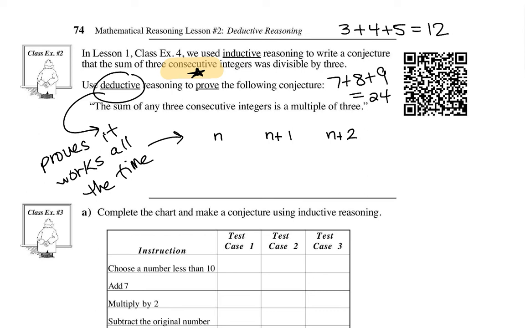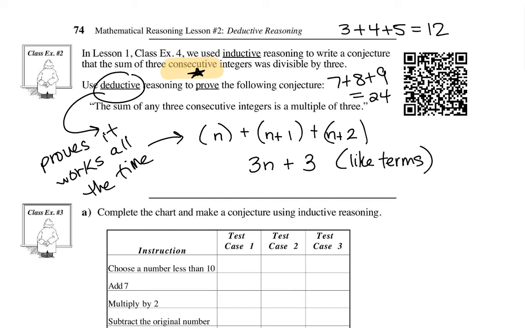Now what happens if you add all those up? That's what we're supposed to do. We're going to add all these up. You have to remember like terms. What's n plus n plus n? 3 n's. And then what's 1 plus 2? 3. So you have 3n plus 3. If we simplify, n plus n plus n is 3n. Remember, those are like terms. And the 1 plus 2 makes 3.